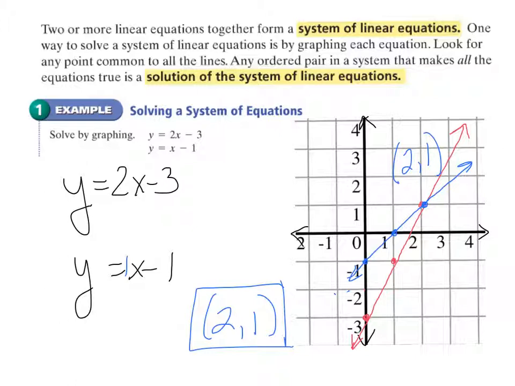Now, if you ever want to know, did I do it right? You plug it in. If I plug in 2 for x and 1 for y in my first equation, 1 equals 2 times 2 minus 3. That works. And then on the second one, 1 equals 2 minus 1. That also works. Therefore, this is the correct solution.